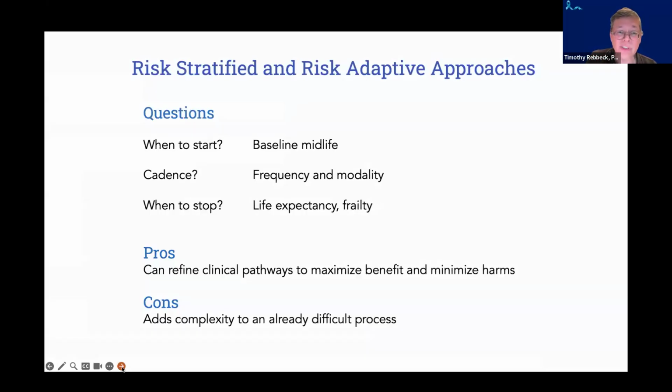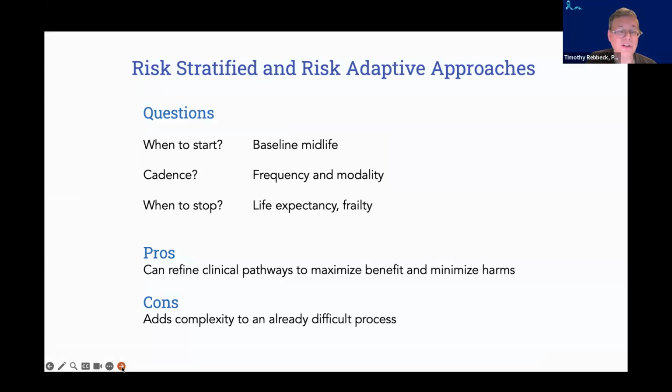But as you can imagine, we still have a lot of questions to ask. When do we start? Well, certainly, as Dr. Wender mentioned, a baseline midlife PSA at age 40 or 45 has been shown to have a lot of value in assessing future risk of prostate cancer. And certainly if you have a very high baseline midlife PSA, even if it's not high enough to trigger a biopsy, that might determine the cadence and frequency and the modality of your screening going forward.